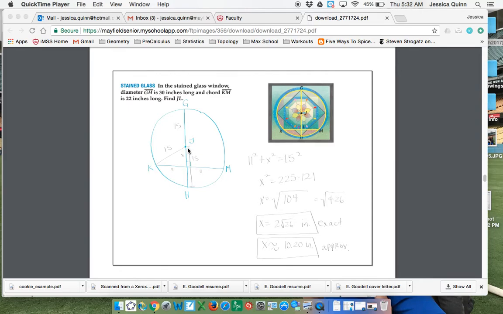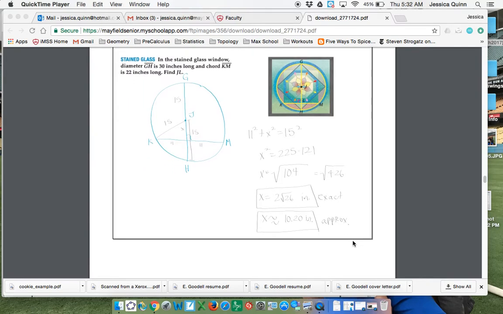So this is something that's going to come up a lot in these problems. You're going to have to add a diameter somewhere, add a radius somewhere, and then use the Pythagorean theorem to find a missing segment length. So that's this problem right here. When you're using the Pythagorean theorem, when we talk about an exact versus an approximate answer, the exact answer would be the radical form of your answer in simplest radical form.